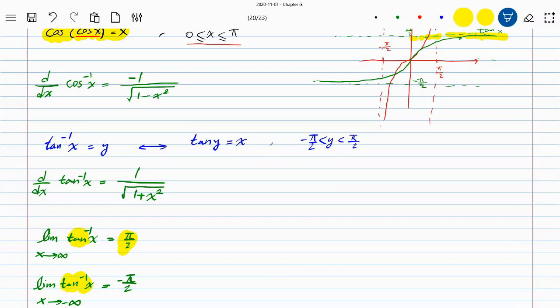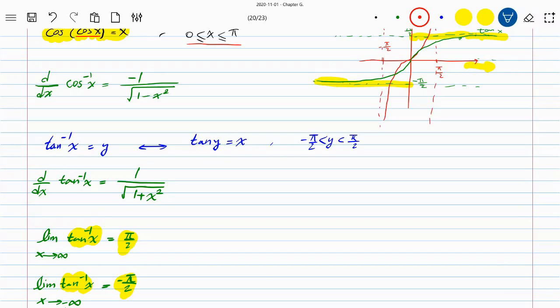The sine and cosine inverses have no infinity limit because their domains are restricted. But for tan inverse, we have these two cases. If x approaches infinity, if you go in this direction, the y values are approaching pi half. If you're going the other way, the y values are approaching negative pi half.